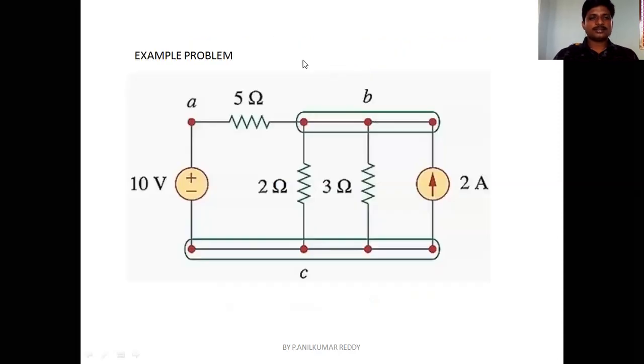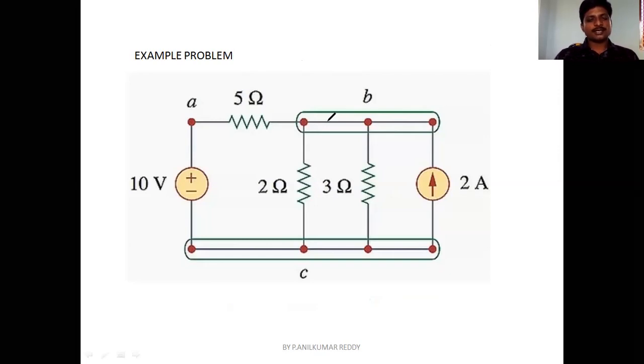Okay, so this is the classification of dependent sources. Now, based on the knowledge that we have gained in the previous video and in this video, we will try to find the nodes of this circuit. Okay, this is an exercise problem as you can see on the screen. So you have a circuit. Can you call this a circuit?